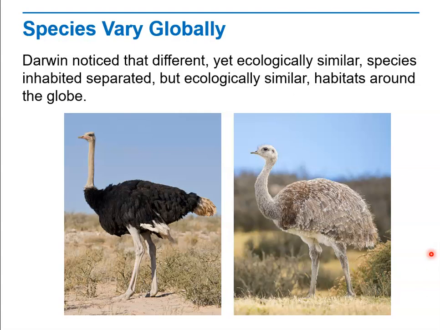So you have similar birds that live in similar biomes, or the same biome, in South America, Africa, and Australia. They could not have traveled from one to the other easily the way that the continents are aligned right now. So this made Darwin wonder. This is the first point: species vary globally.